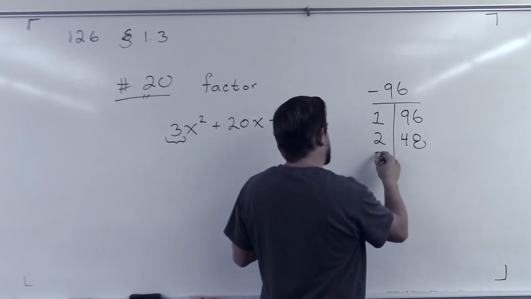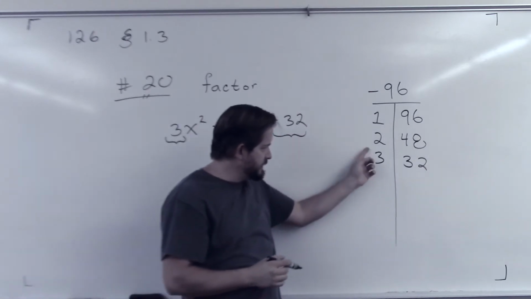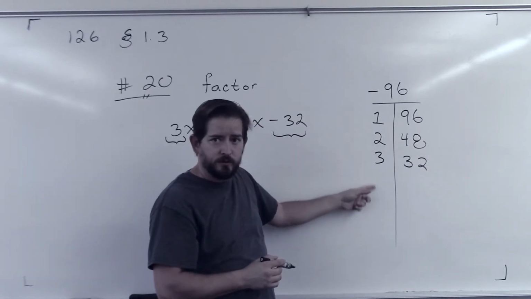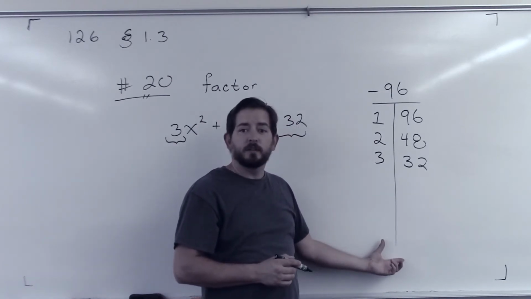It's divisible by 3, and I get 32 out of that, right? And I'm just going to keep going down the list, in order: 1, 2, 3, 4, 5, 6, 7, 8, 9, until the numbers down here, there's nothing between them, right?